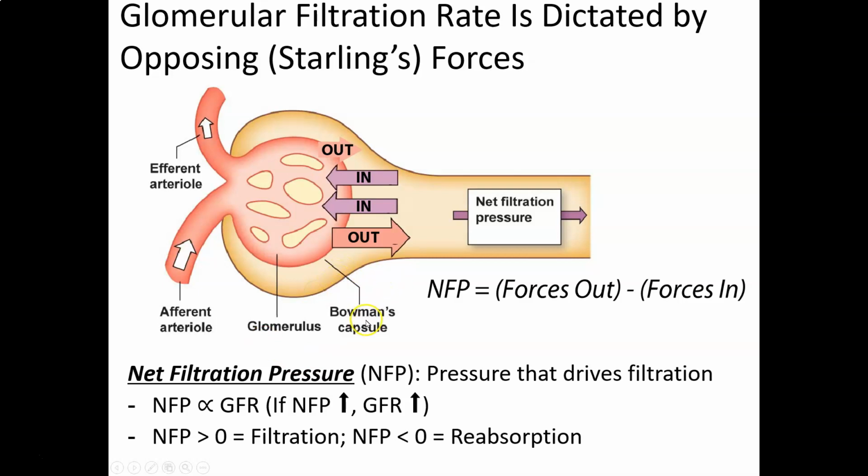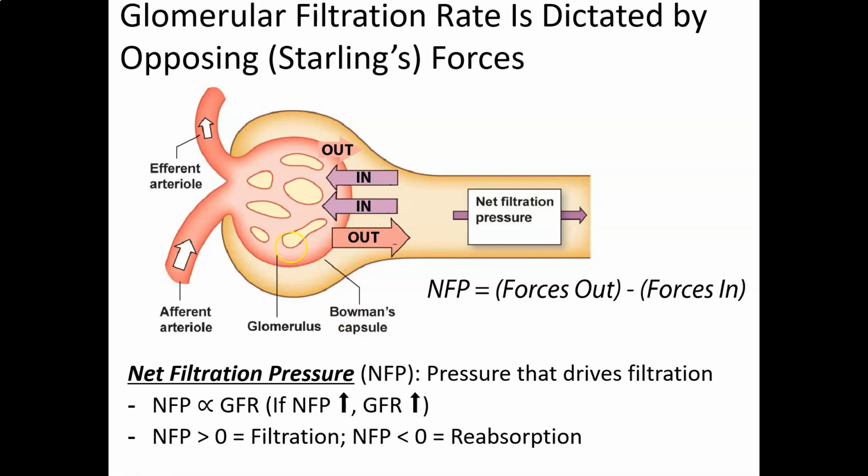And the Starling forces are the 4 basic forces that either push fluid out of a capillary or pull fluid back into a capillary. Okay, so the sum of those forces is called the NFP, or as you see up here, net filtration pressure. And if NFP is a positive number, that means we favor filtration. We favor pushing fluid out of the capillary into the surrounding space. And that, in this case of the kidney, would be our glomerulus filtering fluid.